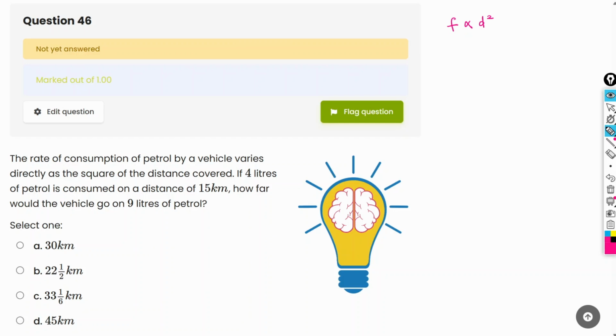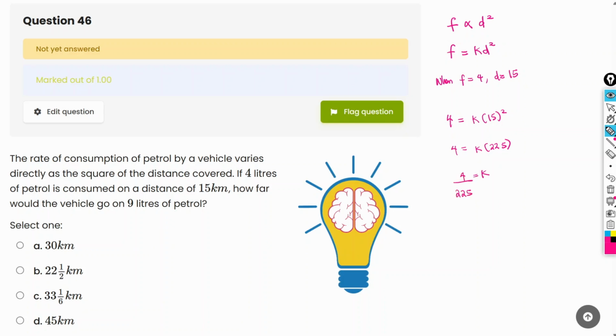So from this, we can set up an equation: F is equal to k d squared. And we are told that when F is equal to 4, d is 15. d is 15 kilometers when you use 4 liters. So we can substitute this in to solve for k. That means 4 will be equal to k times 15 squared, so 4 is equal to k times 225. So k would be 4 over 225.